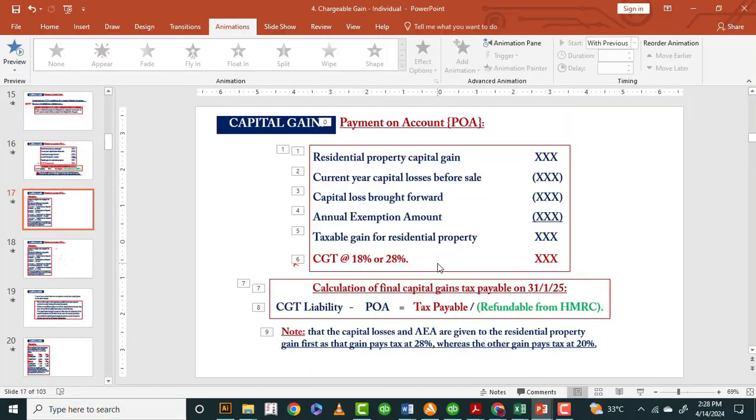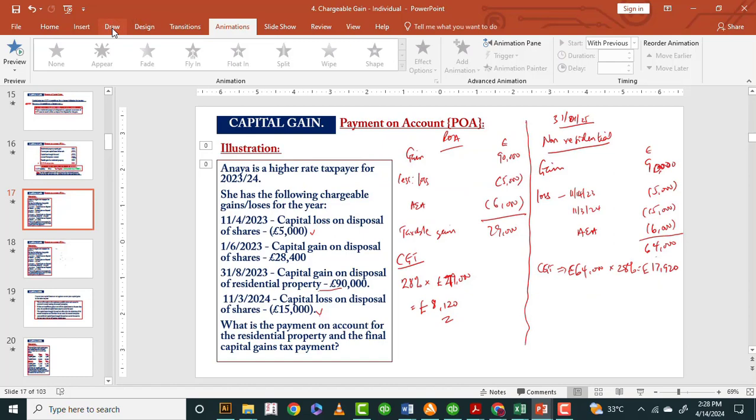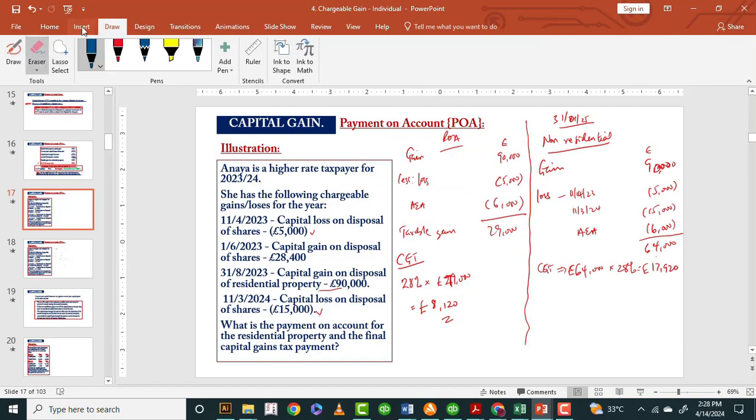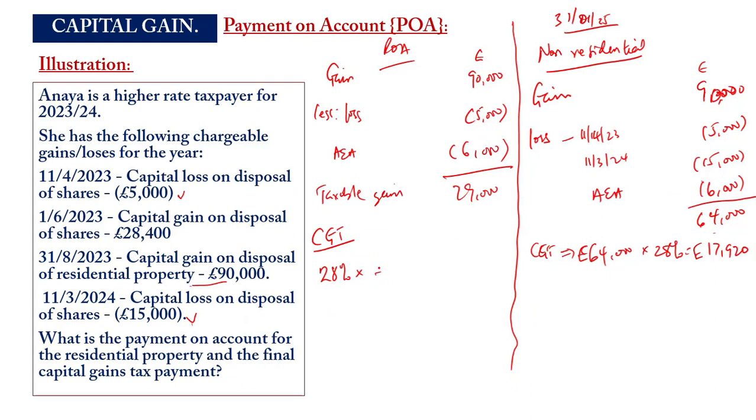One minute, let me clean this up. So it's 90,000 less 5,000 less 6,000, so 79,000. This will give you £22,120. So when we come to the capital gains on the shares, which was done on 31st August 2023.